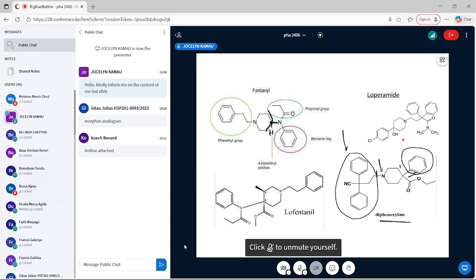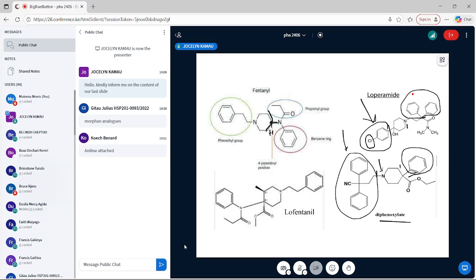If you look at position number one again, you can see the huge groups that are put there. The issue here is that they increase the lipid solubility very highly. You can see the group that is put there, a chlorophenyl group, and halogens further increase lipid solubility. So that group extensively increases lipid solubility.